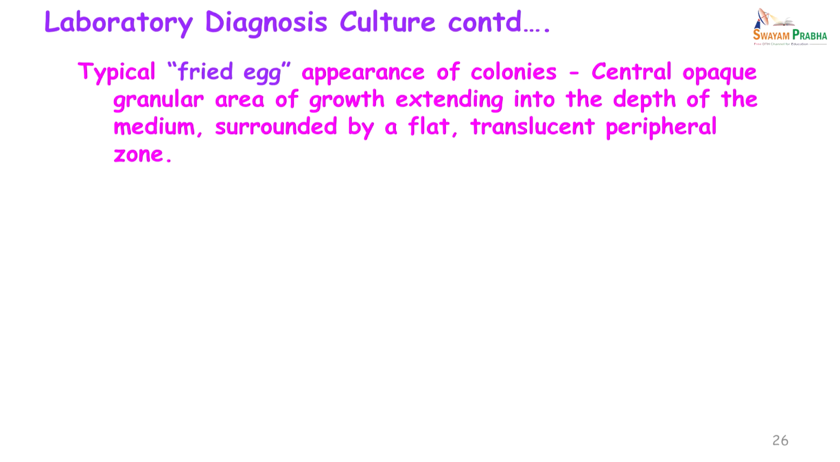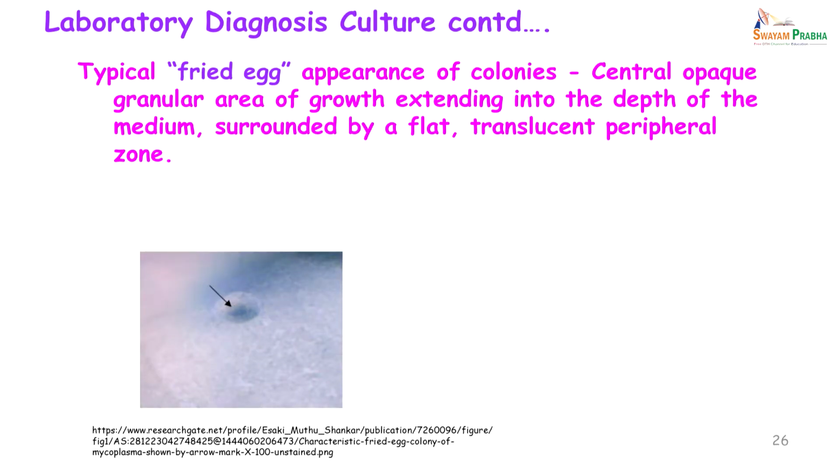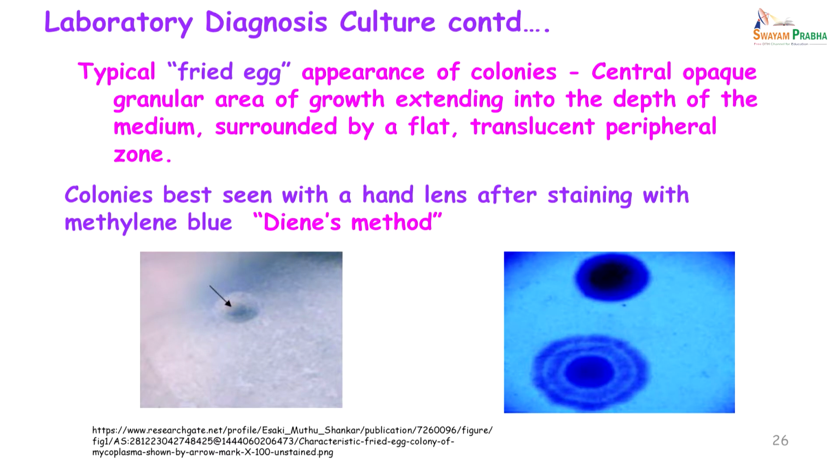Within 4 weeks, you will see typical fried egg appearance of colonies. They possess a central opaque granular area of growth which extends into the depth of the medium, and this is surrounded by a flat translucent peripheral zone. A better way of observing these colonies is to stain with methylene blue, a procedure which is called the Dienes method. Here you can easily visualize the central area and the peripheral translucent area.